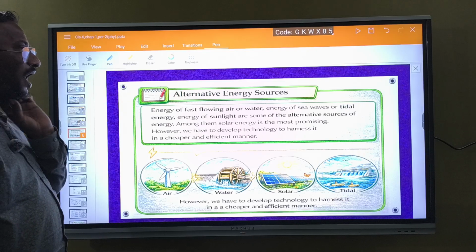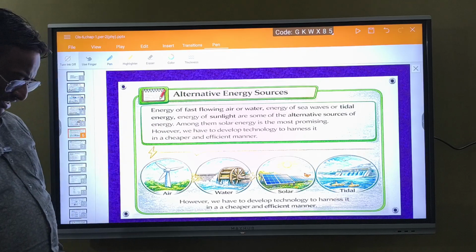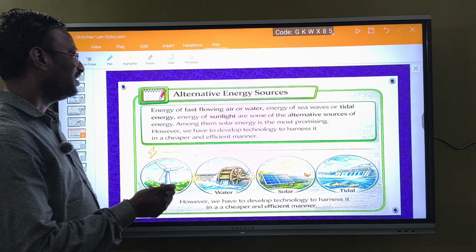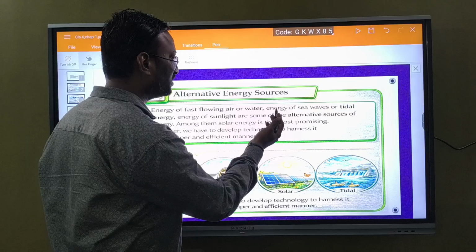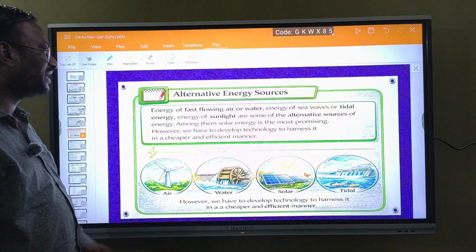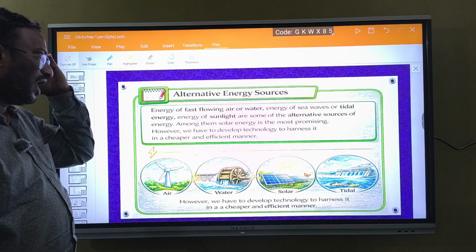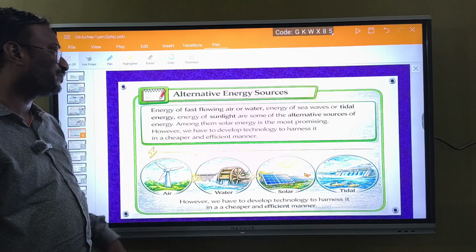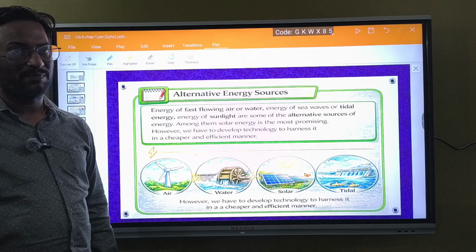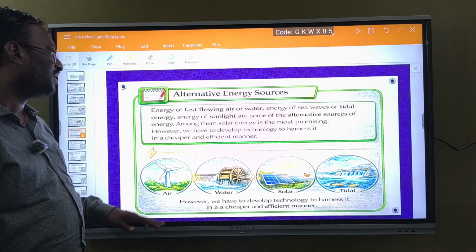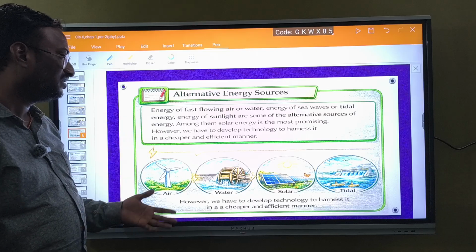Next thing is alternative energy sources. There are a few alternative energy sources. What are those? The energy of fast flowing air or water, energy of sea water, tidal energy, energy of sunlight are some of the alternative sources. Among them solar energy is most promising because we are going to get much solar energy. However, we need to develop the technology to harness it in a cheaper and efficient manner.